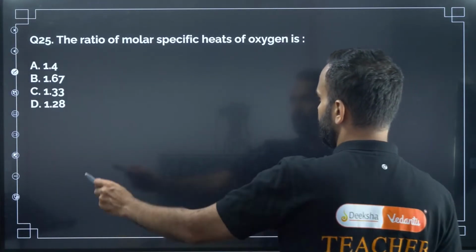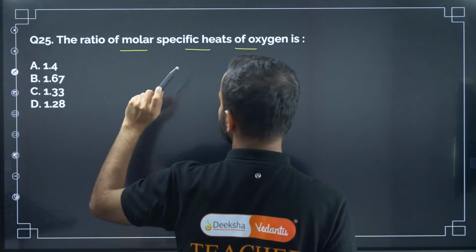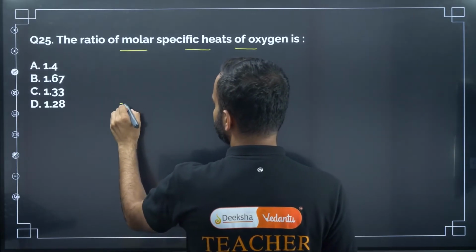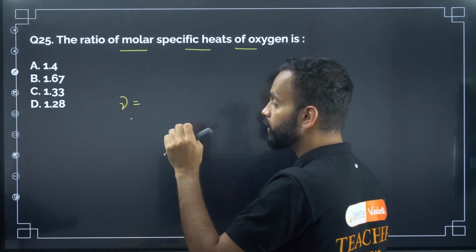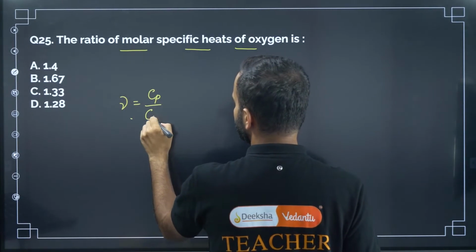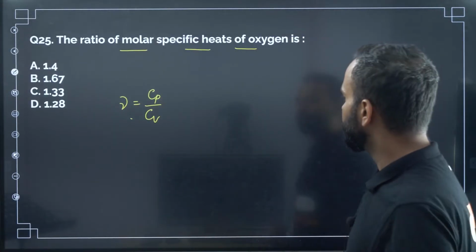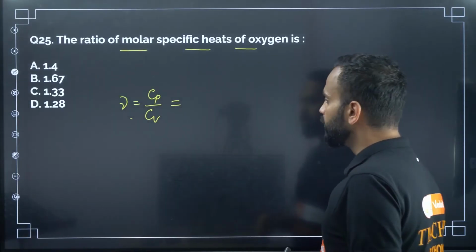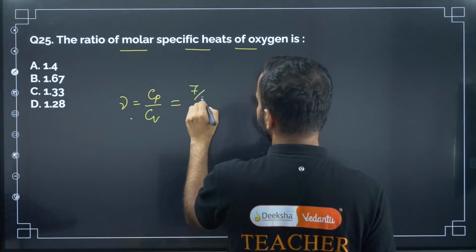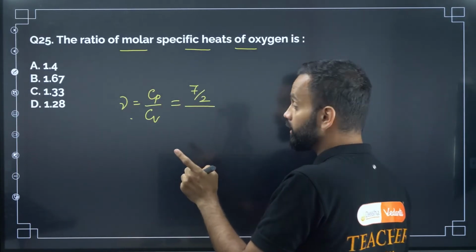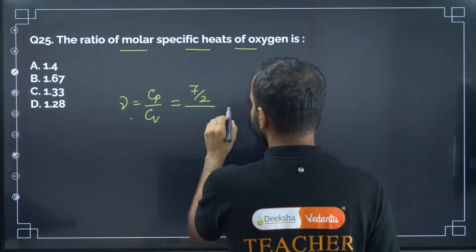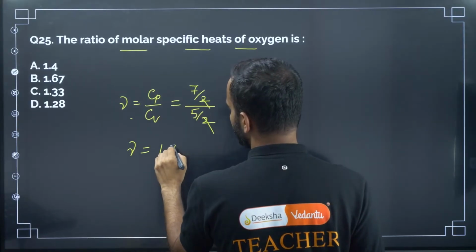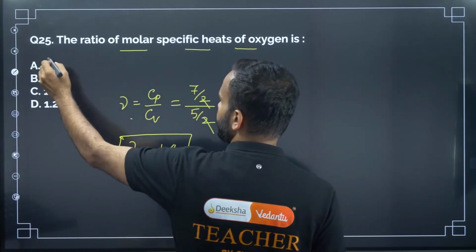Next question, question number 25. The ratio of molar specific heats of oxygen, again the direct one. Gamma is equal to Cp by Cv, that is specific heat at constant pressure to the specific heat at constant volume. Oxygen is a diatomic gas. For diatomic gas, the value of Cp is 7 by 2 and the value of Cv is 5 by 2. So the 1 by 2 will get cancelled. Gamma equals 7 by 5, that is 1.4. So the correct option is A.